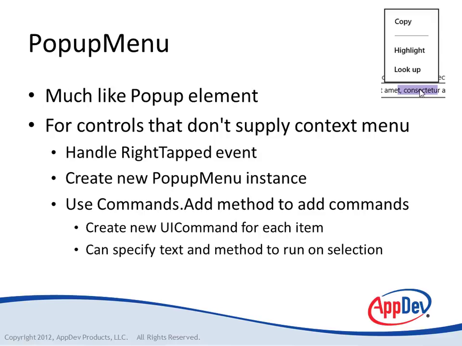And you can specify text and a method to run on selection of each item in the pop-up menu. When it's time to show the pop-up, you call the showForSelection async method. This displays the menu, waits for the user to select something asynchronously, and then runs the command associated with the item asynchronously once you're done.